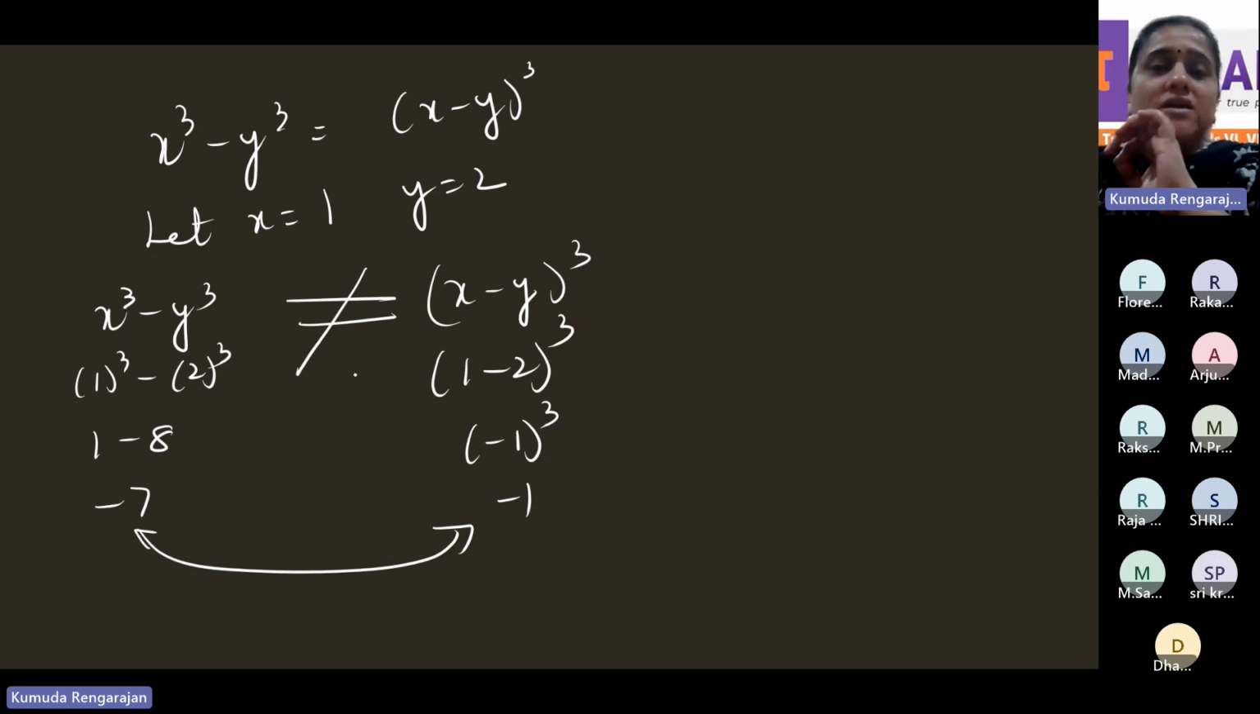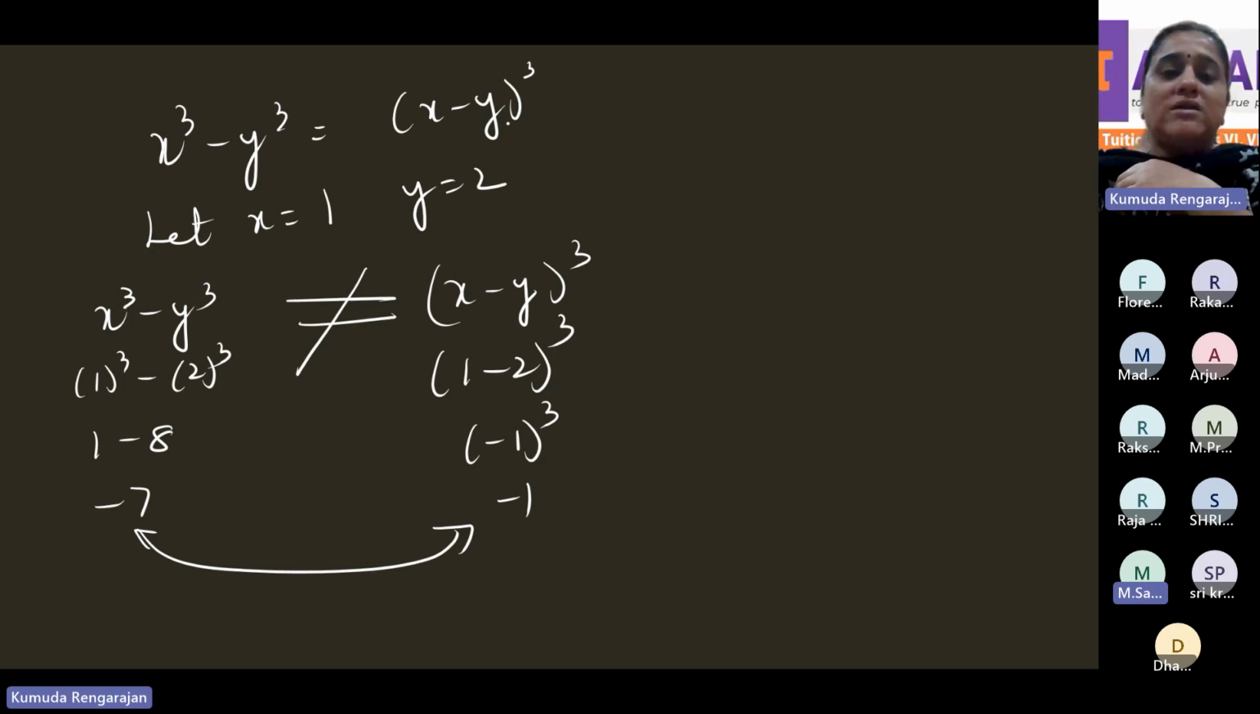Every time our mind believes that something is correct, you can just tell yourself, take some simple values and work both the sides. If you're getting the same answer, then it is true. If you're not getting the same answer, it is false.